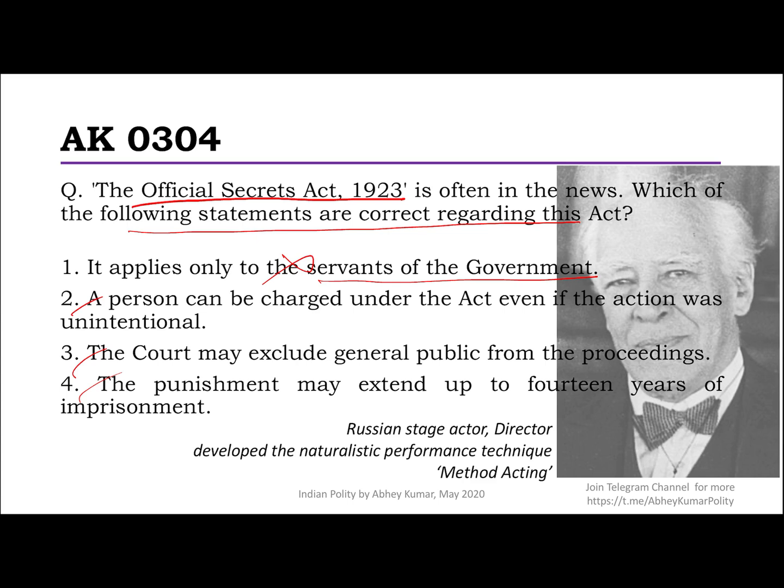Now, for the first point, you should know that it is applicable to all the citizens of India, even those who are outside India, okay, and also to the corporates. In fact, even the person in charge of the corporation can be held guilty, right? And another important thing you should know is that even if the action was unintentional, the intention need not be proved.